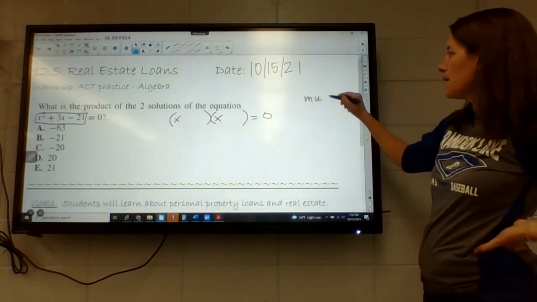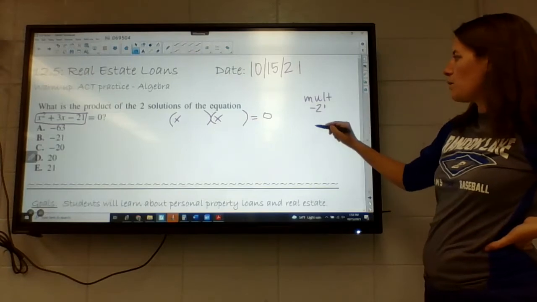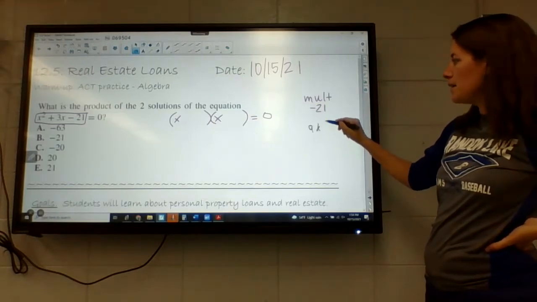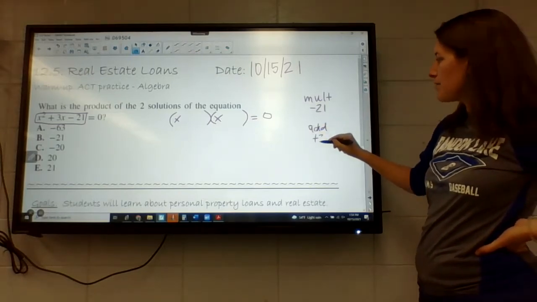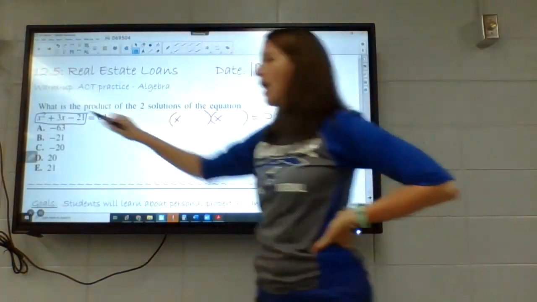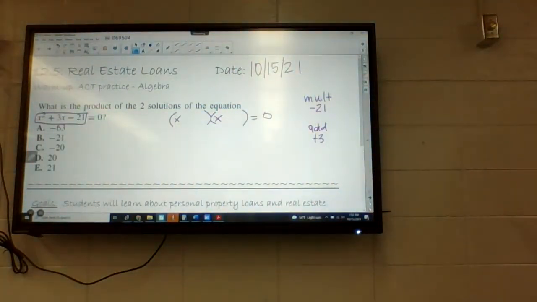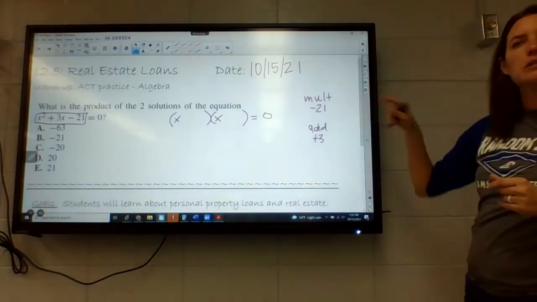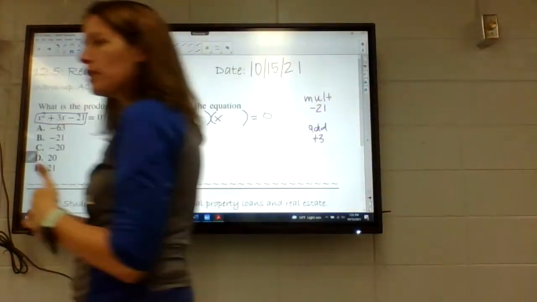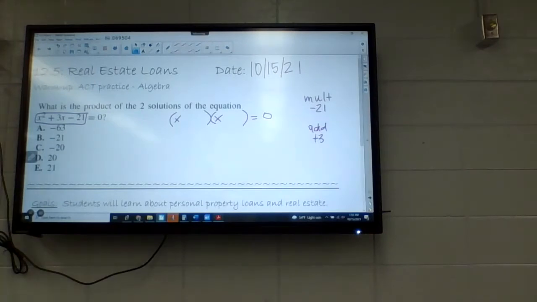Multiply to negative 21, but when I add them, it gives me a positive 3. So this type of problem, there's this reverse FOIL. I'm trying to kind of undo this. So what two numbers multiply to give me a negative 21, but then when I add those two numbers together, they give me a positive 3.